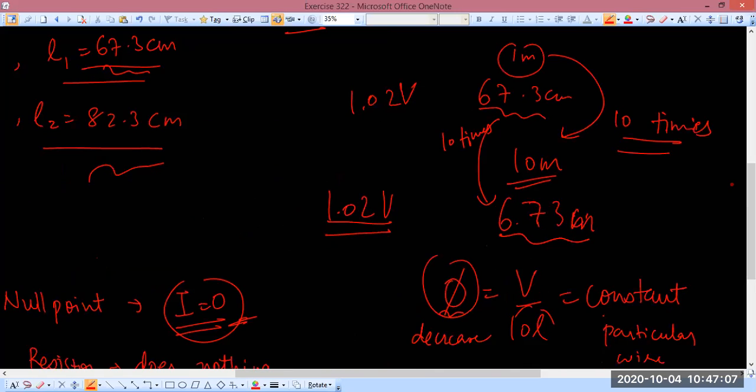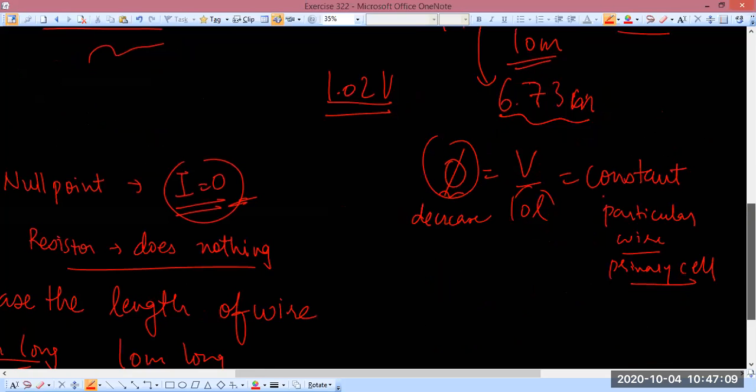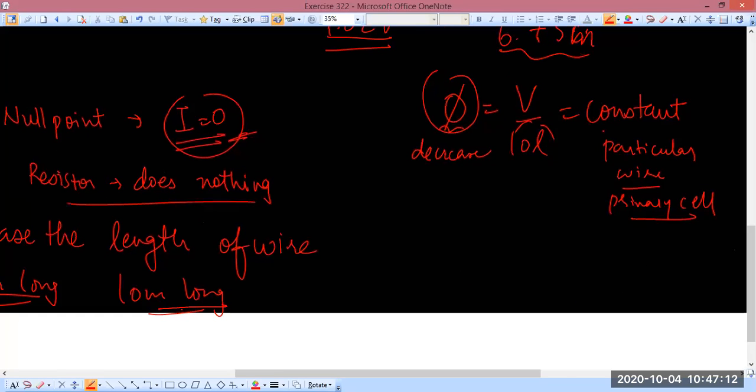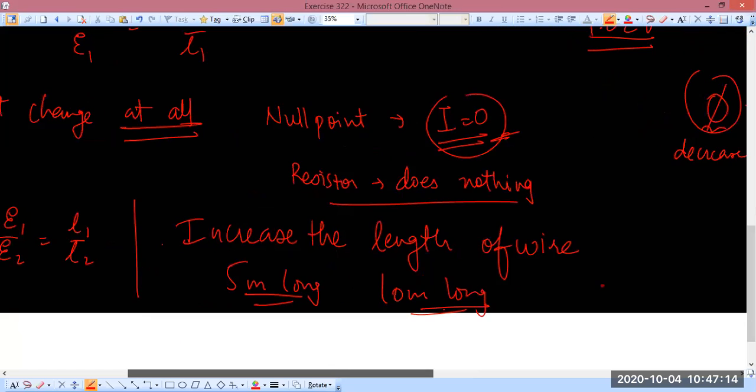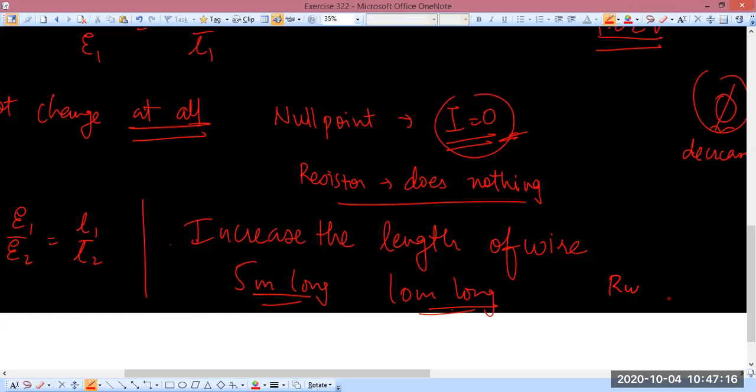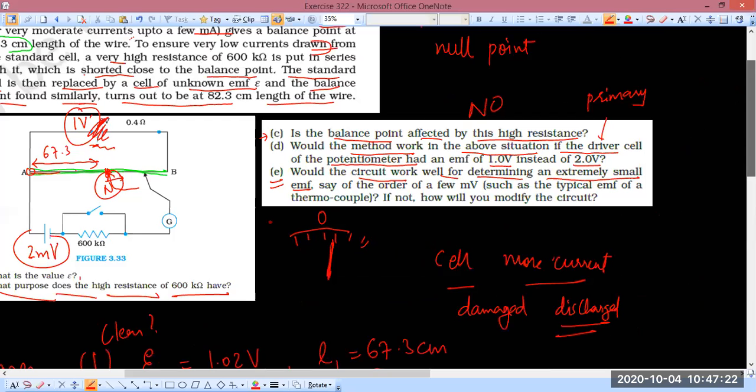So what happens is then you don't need to measure very small lengths, right? And even by using a simple ruler or a scale, you can do it easily. So I hope you understood the answer to E. The answer is that you should increase the length of wire. Take a very long wire.